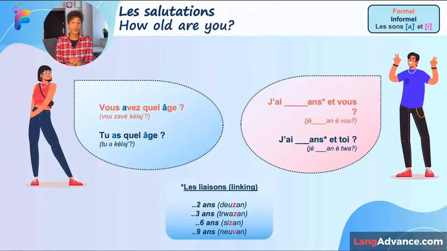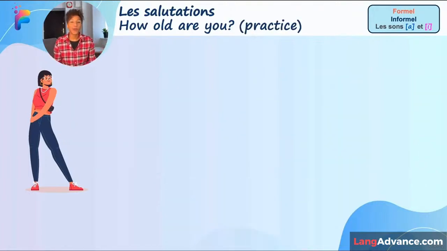Attention, be careful. We also have what we call les liaisons. It's the linking. Between the number and the years, we link the two words. Let me give you some examples. When you want to say 2 years, you would say 2 ans, like it was one word. For 3 years, 3 ans. 6 years would be 6 ans. 9 years would be 9 ans.